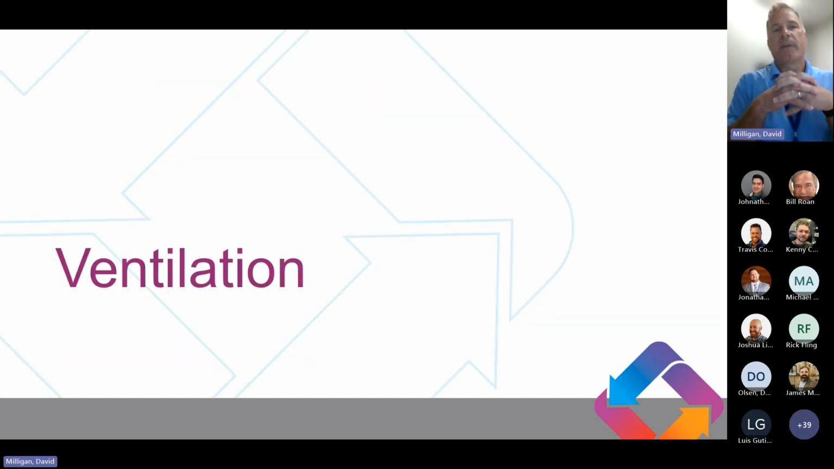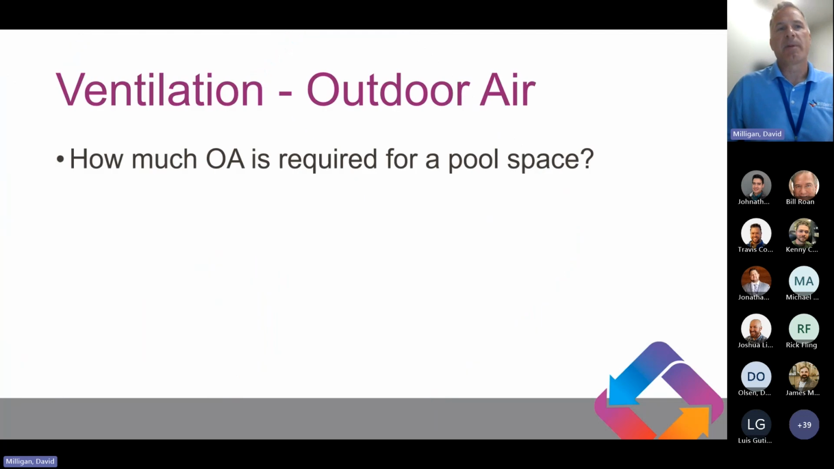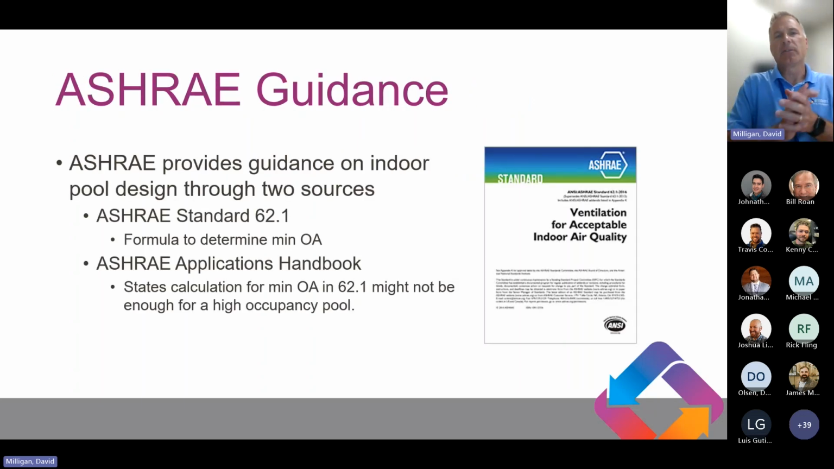Up next is our ventilation, and this basically is how much outdoor air is required for a pool space. And for this, we're going to really turn to ASHRAE for guidance. We're going to take a look at ASHRAE 62.1. There's a formula within there that helps us determine how much outdoor air as a minimum is required. And that's basically taking the full square foot of your space, deck and pool, timesing it by 0.48 and coming up with the value for the minimum outdoor air. If you have spectators, you add another 7.5 CFM per spectator to get what you need for a minimum.